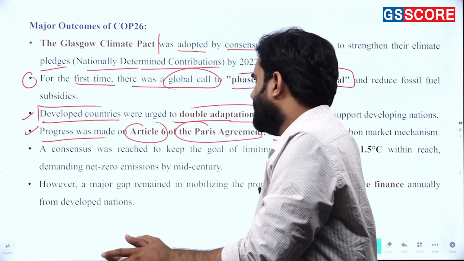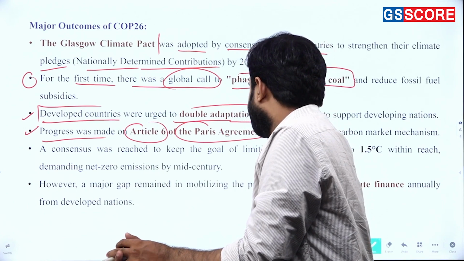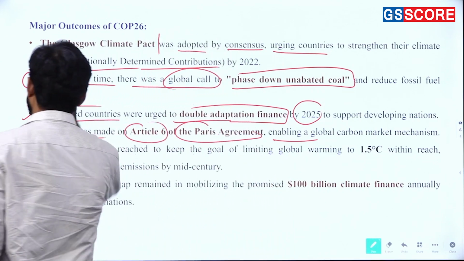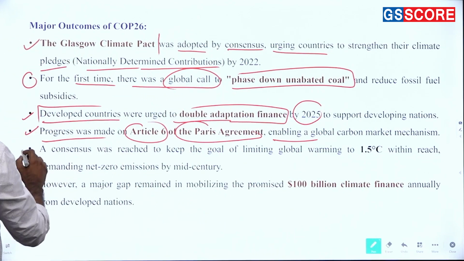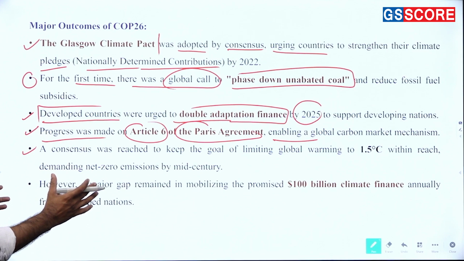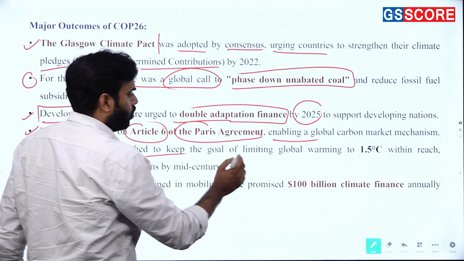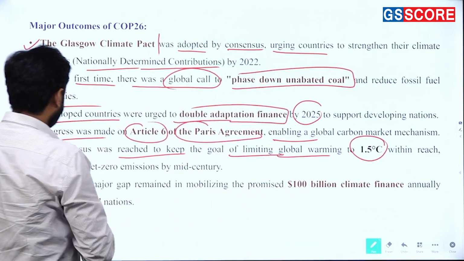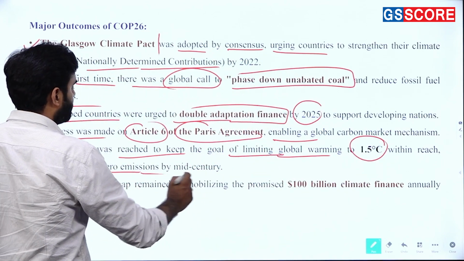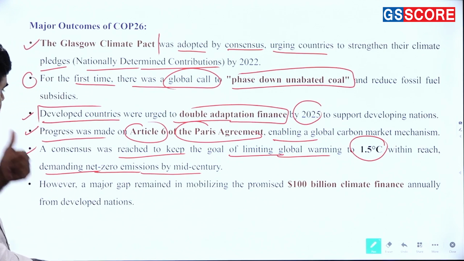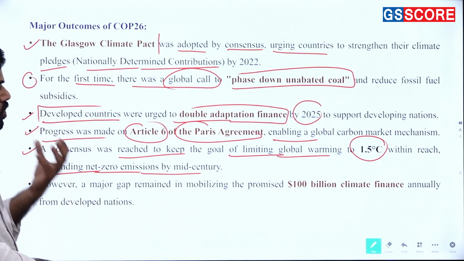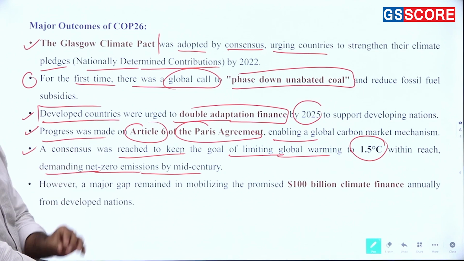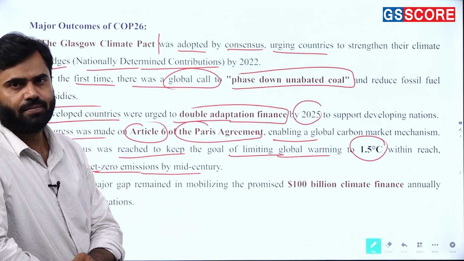So progress was made on Article 6 of the Paris Agreement enabling a global carbon market. This is the fourth line. Fifth line, a consensus was reached to keep the goal of limiting global warming to 1.5 degrees Celsius within reach, demanding net zero emissions by mid-century. In the fifth line, I discussed the global warming limit and net zero emissions by mid-century. Getting my point?